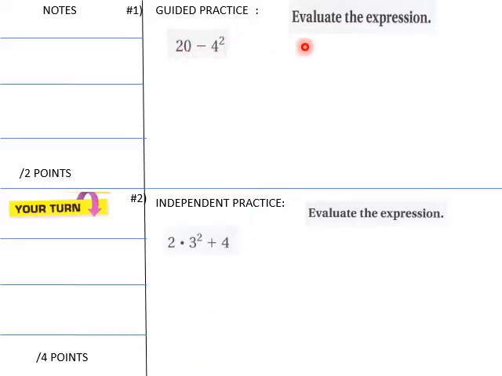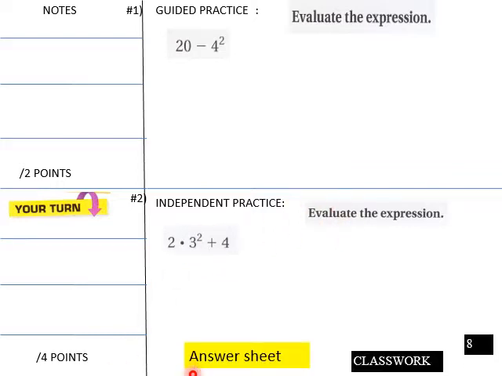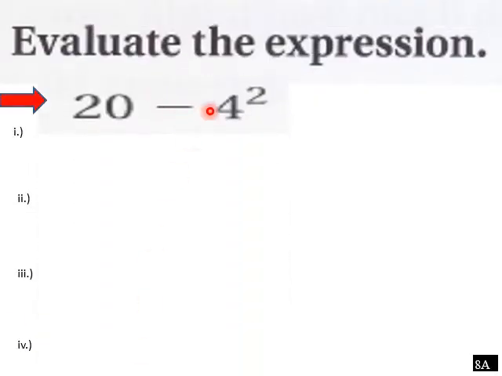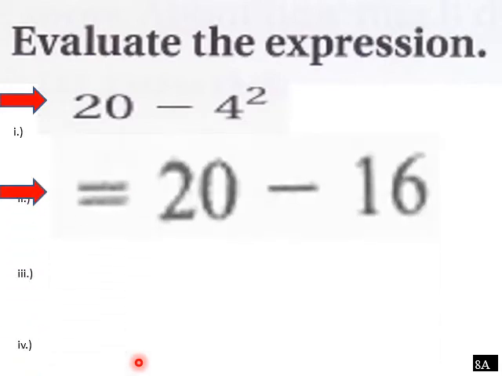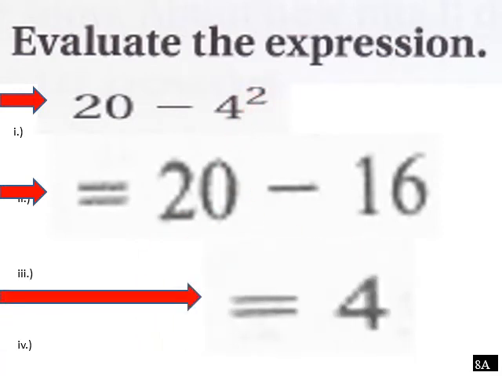Okay, our first guided practice here. We'll do this in class together. And then students, this is for you to do. If you need extra room, attach a sheet of classwork. Okay, 20 minus 4 squared. What's our first step here? It would be to perform this exponent here. 20 minus 16, 4 squared, and we get.